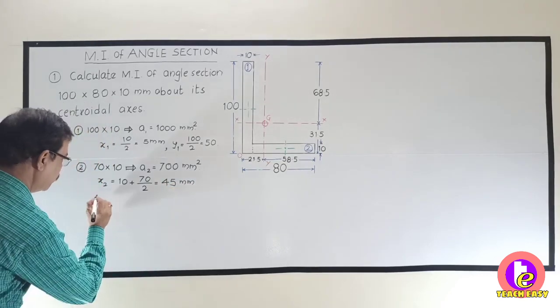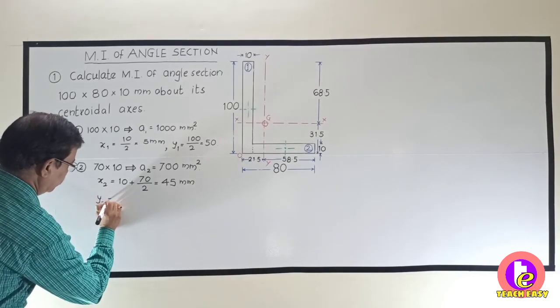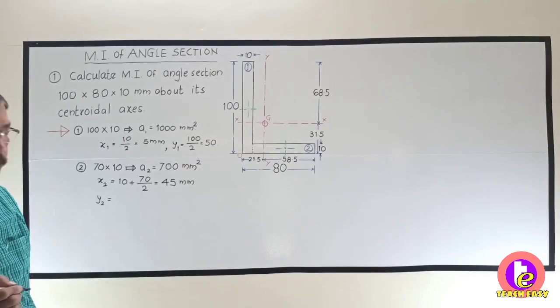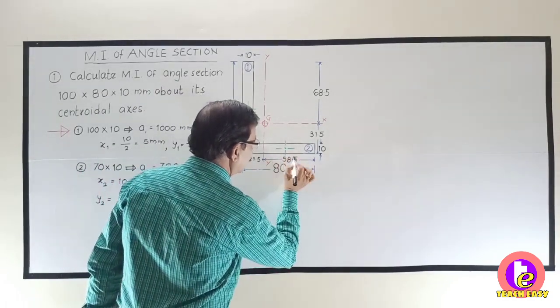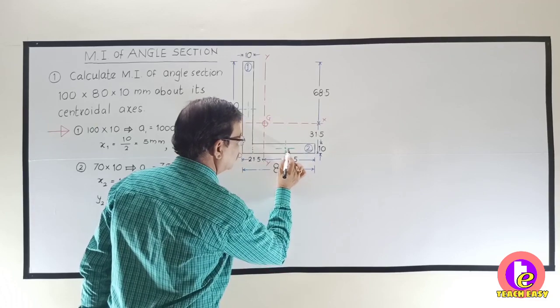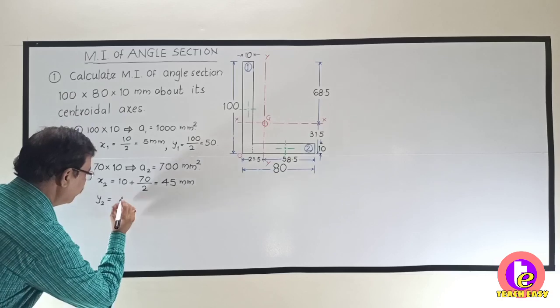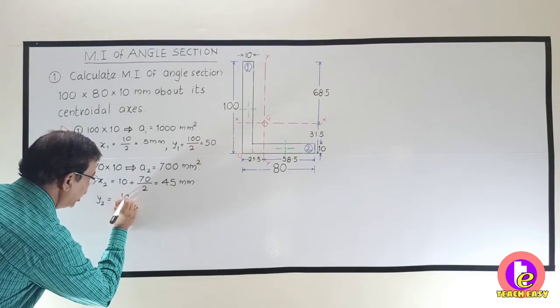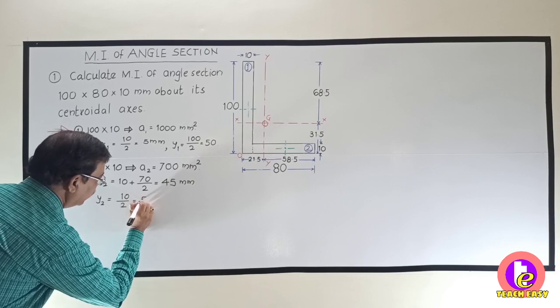What will be y2? y2 will be distance of centroid of second part from x-axis. So this is that distance. This is 10. So definitely y2 will be equal to 10 upon 2, that is 5 mm.